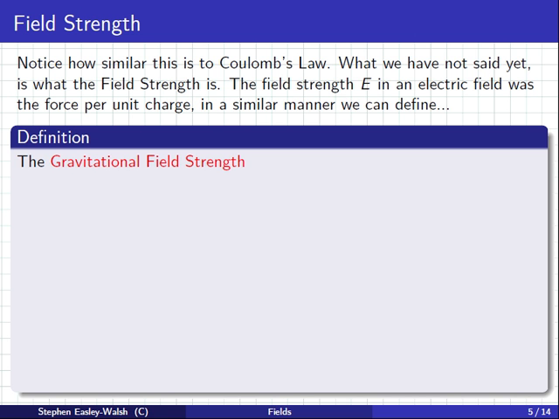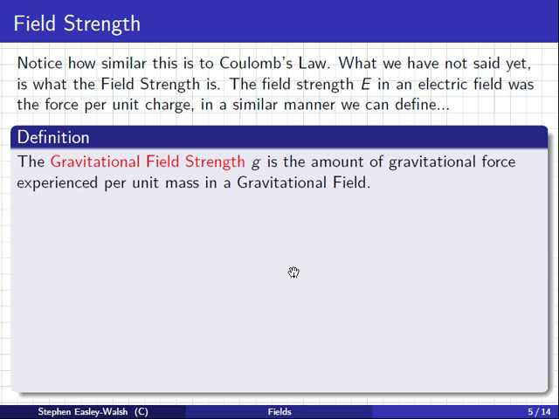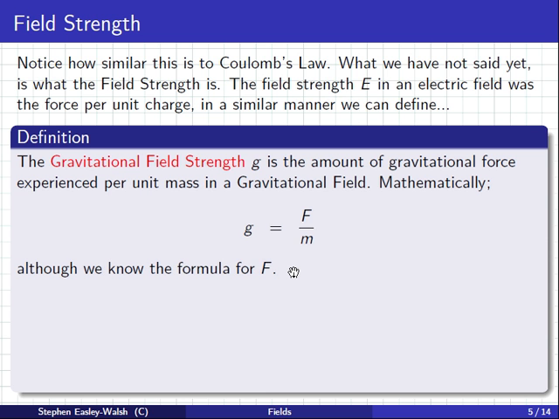Gravitational field equals F over M. The letter we use for that is actually a little g. It's the gravitational force per unit mass, and it's F over M. And what would be the units? Newtons per kilogram. Okay.